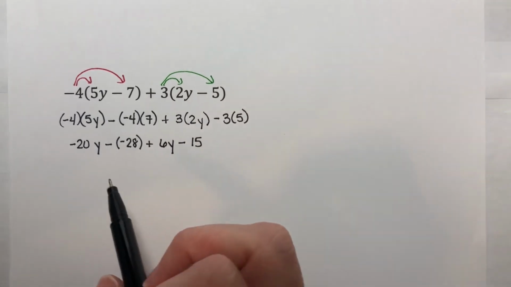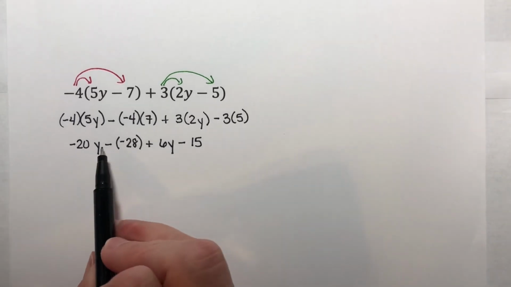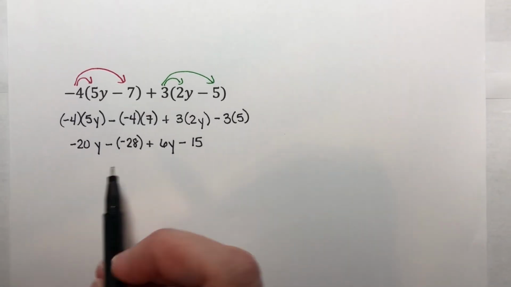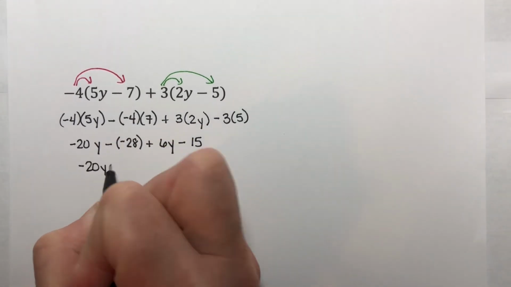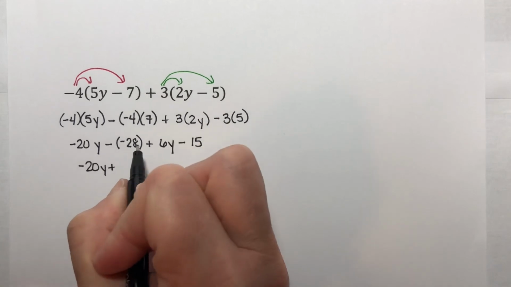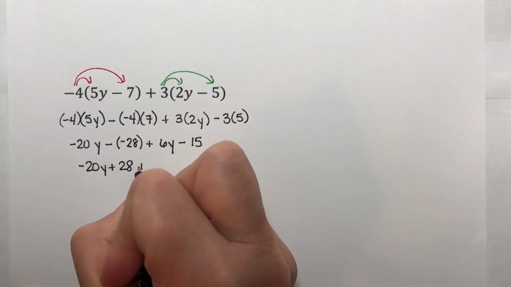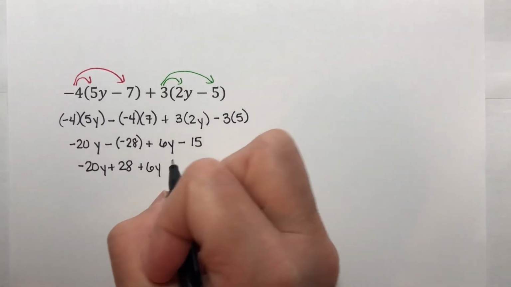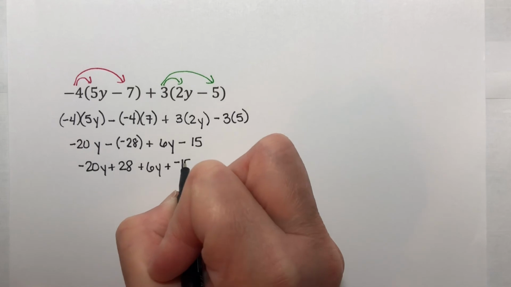Okay, so what I'm going to do is I'm going to go through and write my minus signs as plus opposites. So I have negative 20y plus the opposite of negative 28, so that's plus positive 28, plus 6y plus the opposite of 15, so that's plus negative 15.